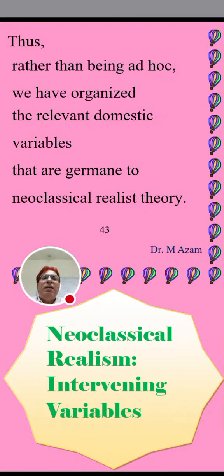Thus, rather than being ad hoc, we have organized the relevant domestic variables that are germane to neoclassical realist theory. So the authors of this book say the four sets of intervening variables that we identify have not been identified on an ad hoc basis. We have organized the relevant domestic variables that are relevant to neoclassical realist theory.